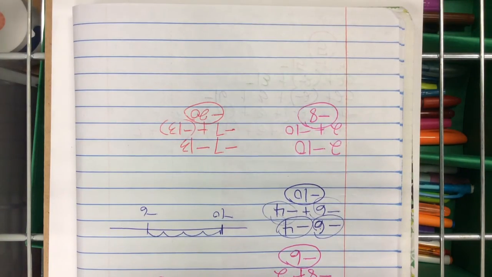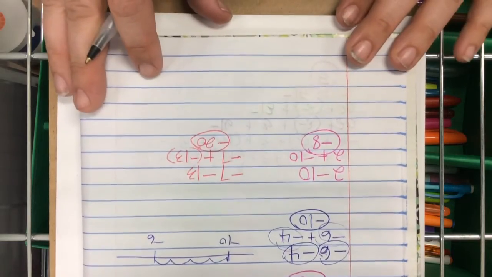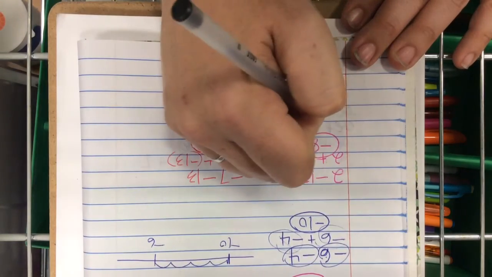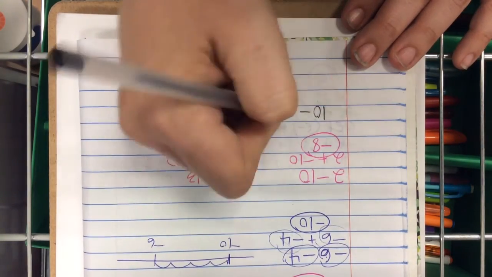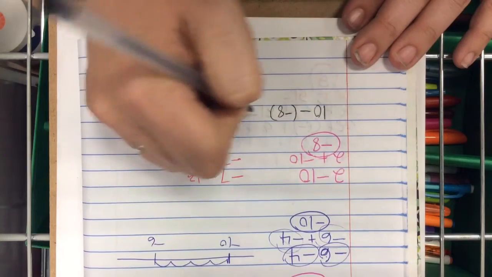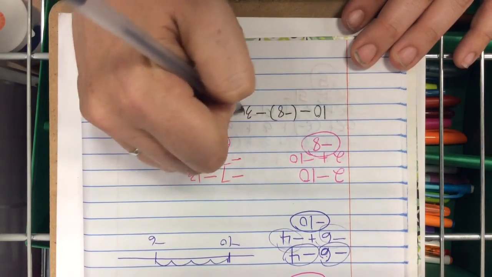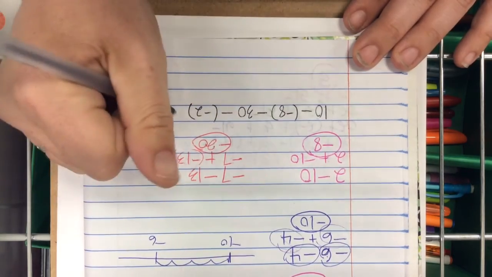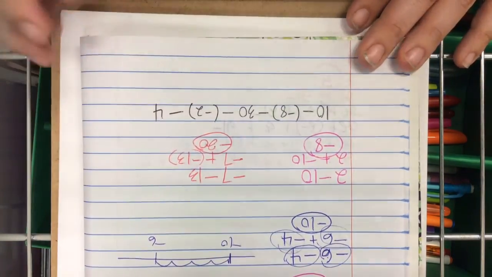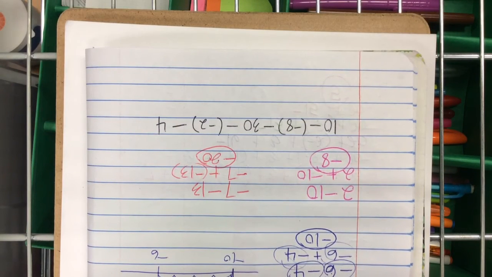You want to try a hard one? Oh my gosh, nobody ever says yes. All right. 10 minus negative 8 minus 30 minus negative 2 minus 4. Quickly change your tune. It's easier than it looks. 10 minus negative 8 minus 30 minus negative 2 minus 4.